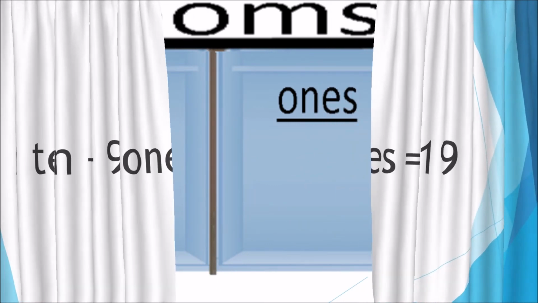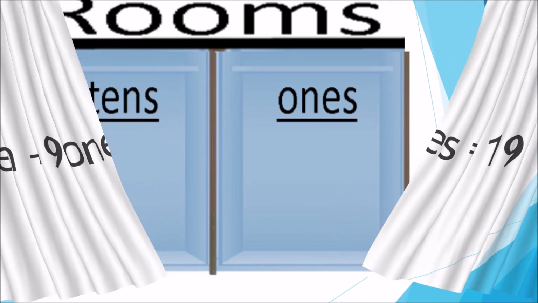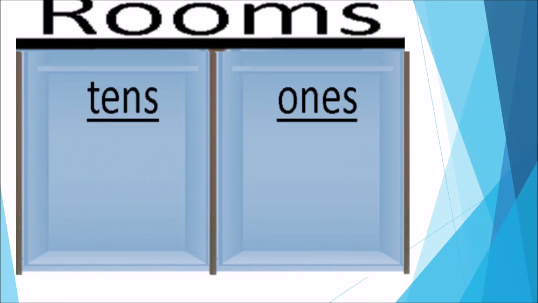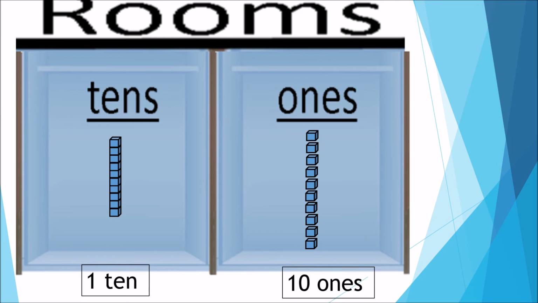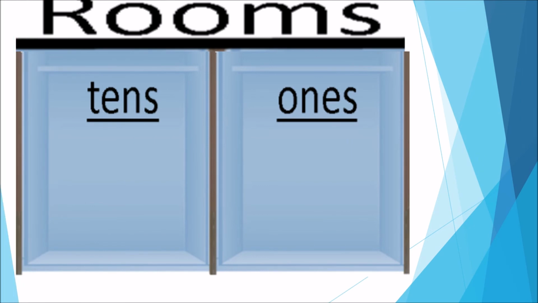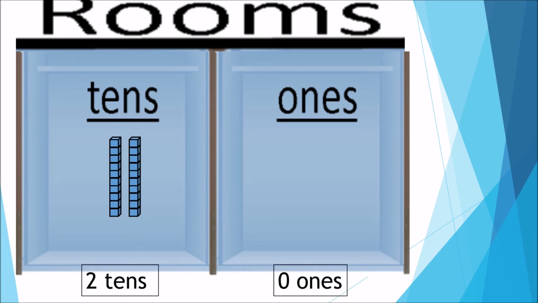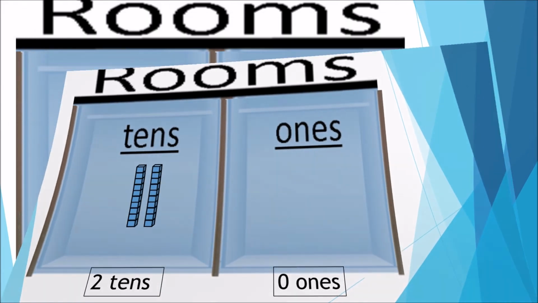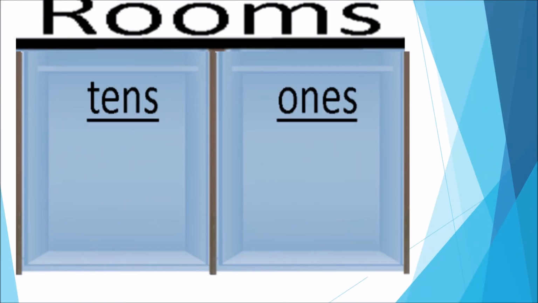Now let's place some more blocks and move on. 1 ten and 10 ones. Now we have a problem. We cannot put those 10 ones in the ones room. Too many. So you group them together, and now you would put that in the tens room. So you have 2 tens and 0 ones. Let's put the digits. What would go in the tens room? What would go in the ones room? Can you tell me?